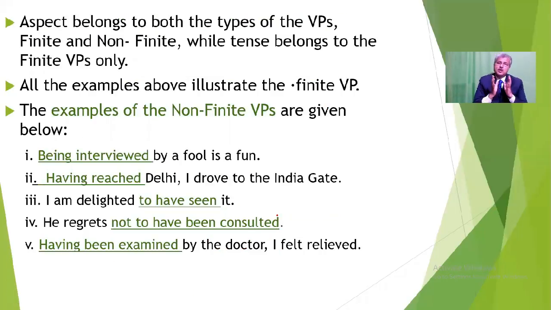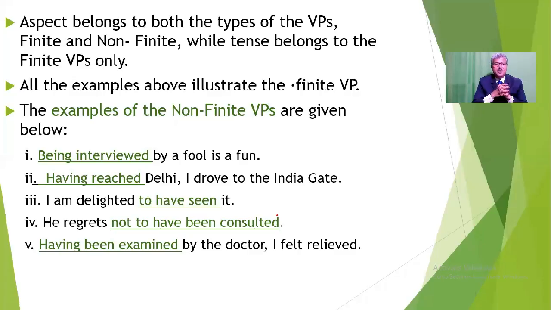Aspect belongs to both types of VPs, that is finite VP and non-finite VP, while tense belongs to the finite verb phrase only. Dear learners, this is a very important point to remember. I repeat once again, aspect belongs to both types of VP. There are two types of verb phrase, finite verb phrase and non-finite verb phrase. Here, aspect belongs to both the VPs, but tense belongs only to the finite verb phrase. All the examples above illustrate the finite verb phrase. Now, we will see examples of non-finite verb phrase.